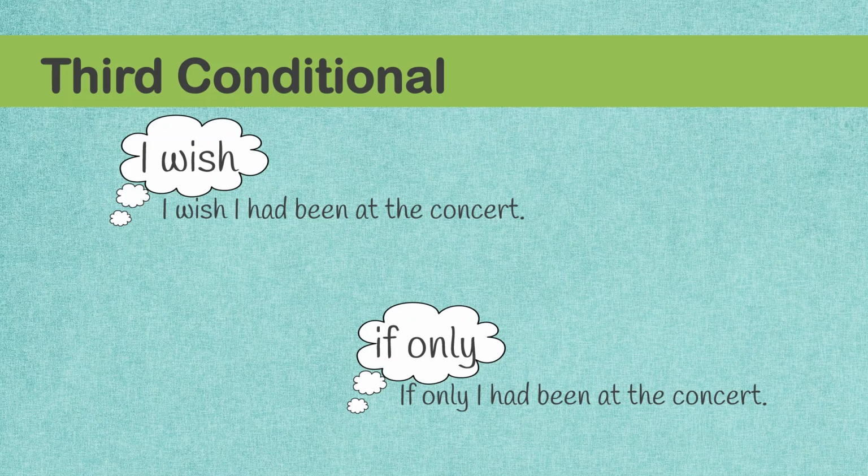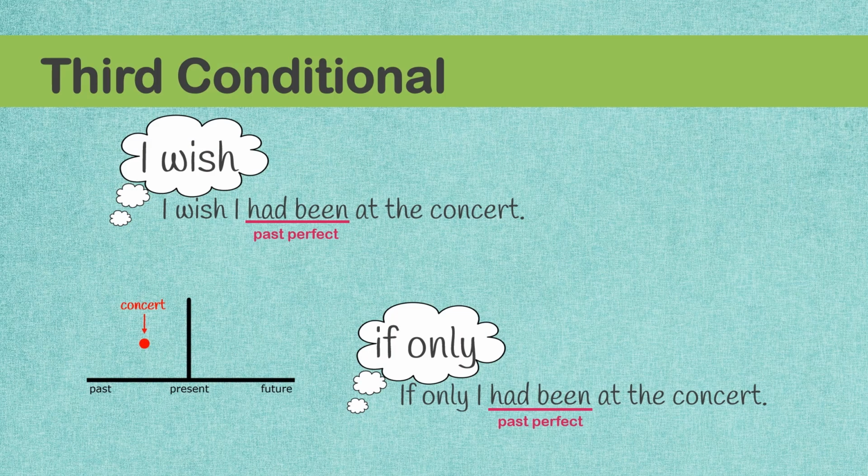These sentences are written using past perfect. Using past perfect tense means we are referring to a regret about a situation in the past. I'm looking back at a concert that's already been and gone, and I wasn't there.